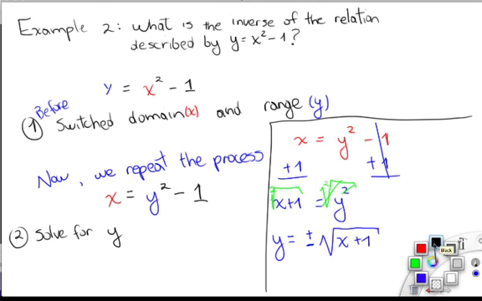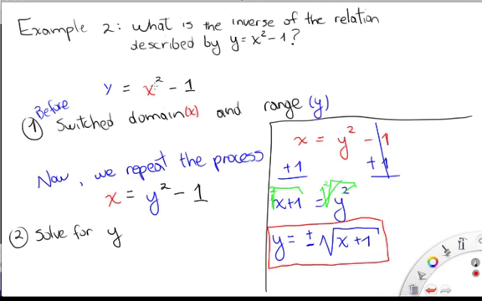And when you really think about it, it makes sense that the inverse of a square is going to be a square root because they're going to kind of undo each other, for lack of better words. So this is a simple and to the point example as to how to find the inverse of a function. Switch and solve.